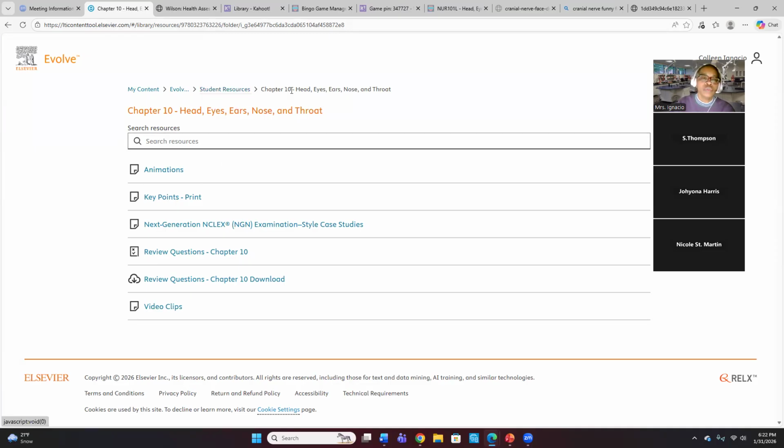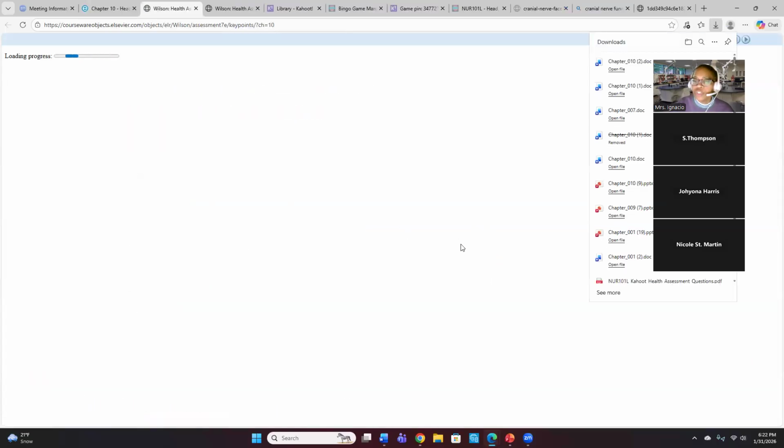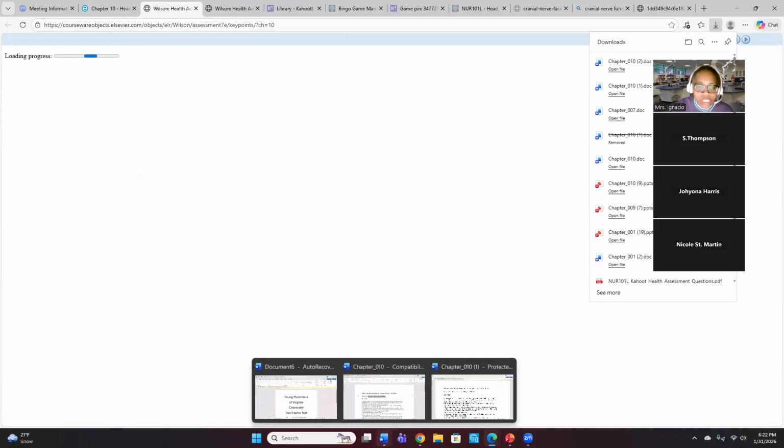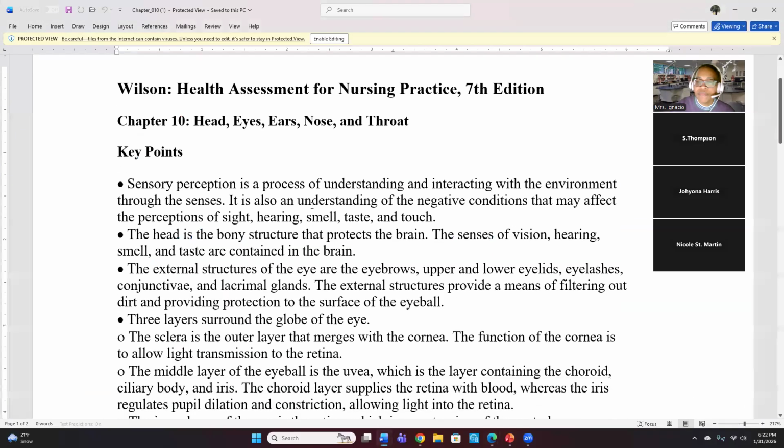And for student resources, you have key points, review questions, video clips, and next generation case studies. But I really focused on the key points. When you pull up those key points, and this is going to buffer for a minute, I have chapter 10 already here. Those key points are the things you should be familiar with before you go to class, right?